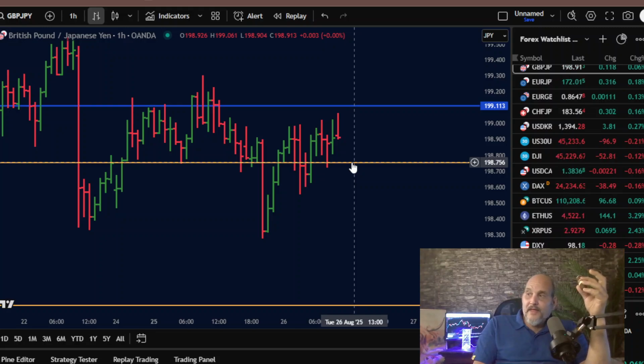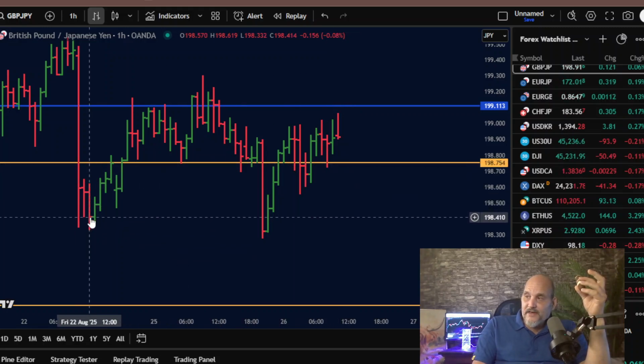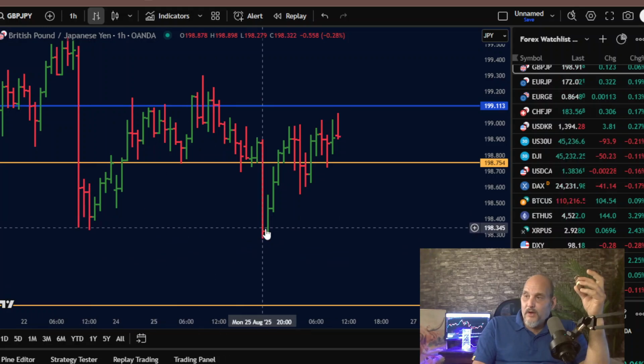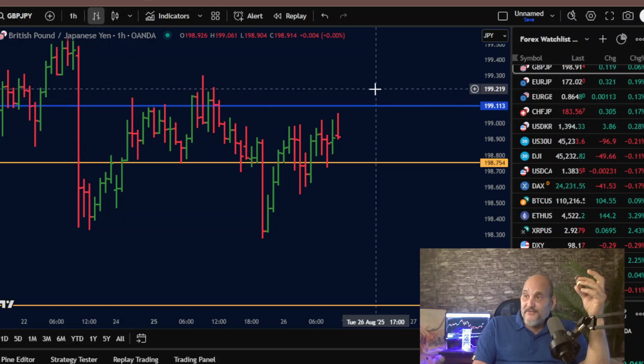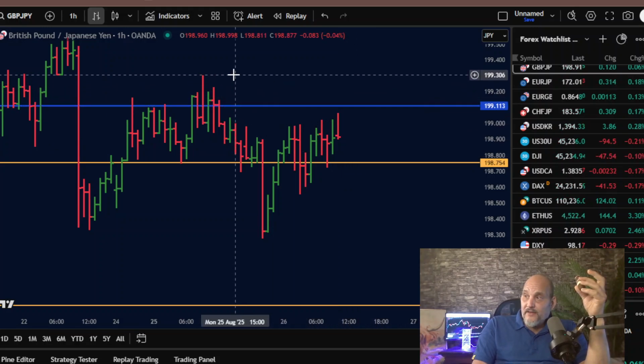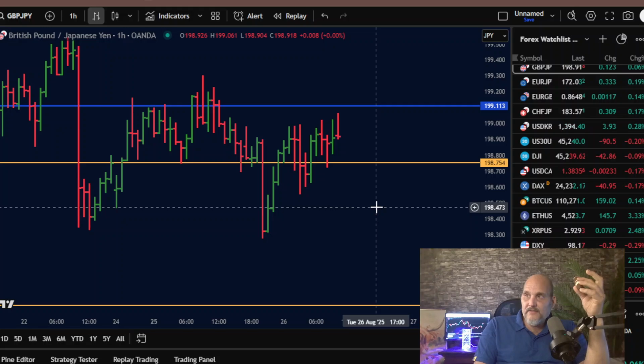If it breaks through that point, well, again, we're going to be drifting lower, potentially down into this area of 198.41. If we can get over 199.15-ish, well, we could rally up to say 199.45-ish. There'll be some resistance up there, but again, the line in the sand right now is 198.75.